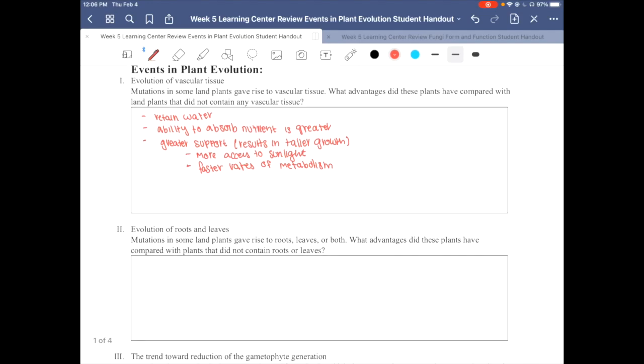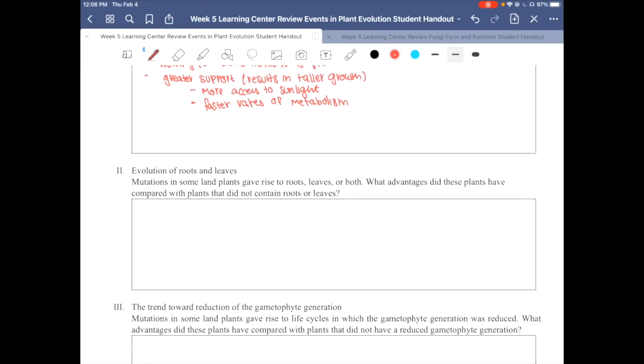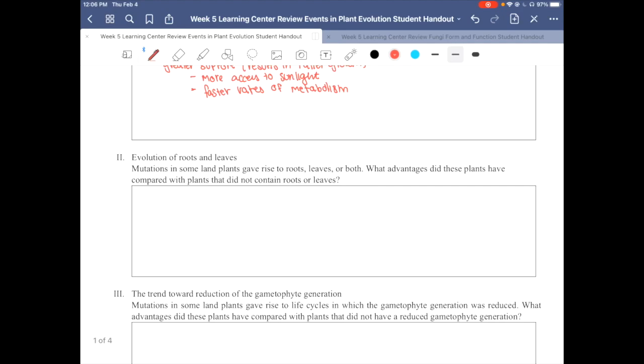All right, let's look at the next question. So mutations in some land plants gave rise to roots, leaves, or both. What advantages did these plants have compared with plants that did not have roots? So what are the advantages of having roots?